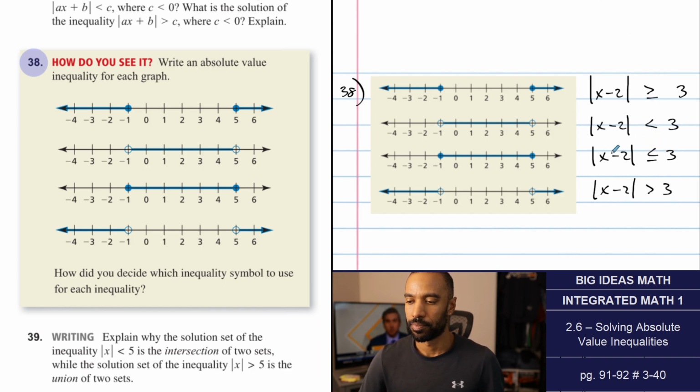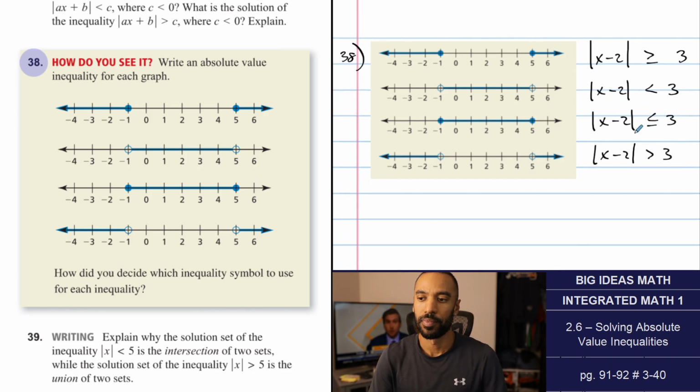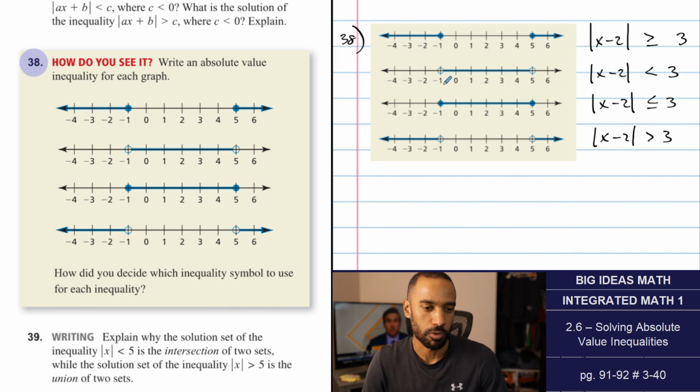That's how I see it, right? 5 minus 2 is within 3 units. -1 minus 2 is within 3. Excuse me, 5 is within 3 units of 2, I should say. -1 is within 3 units of 2.